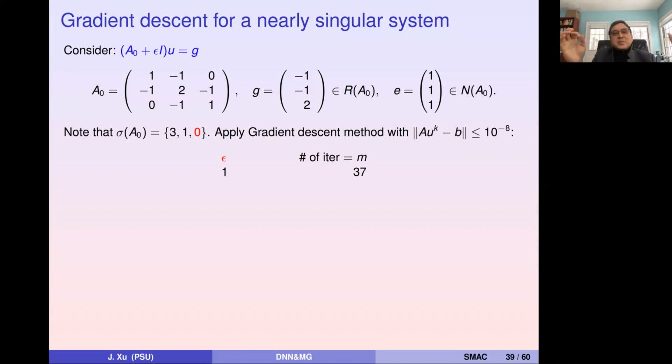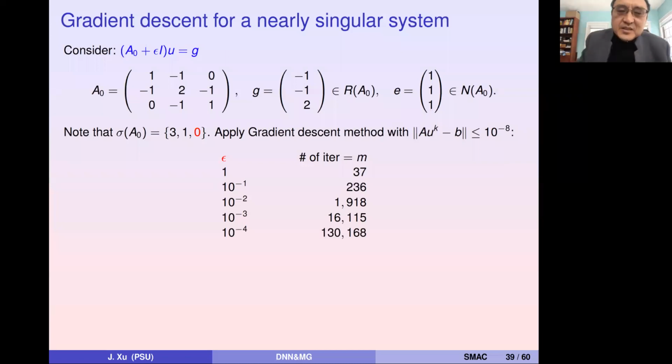Now the question, when epsilon gets smaller, what do you expect? The problem becomes more singular, and it takes more iterations. See how bad this gradient descent method is. Even for this extremely simple problem, it takes hundreds of iterations to get a decent accuracy.